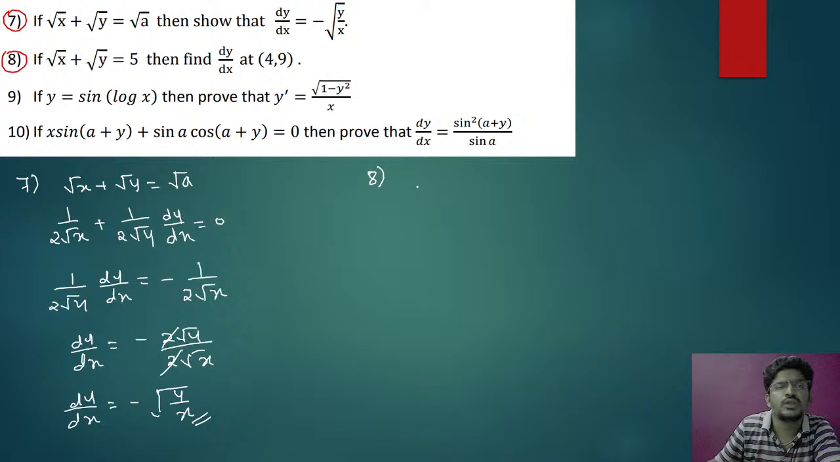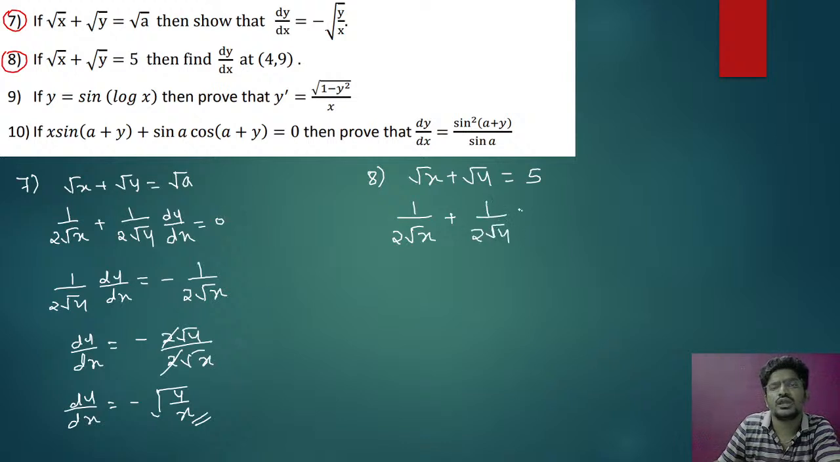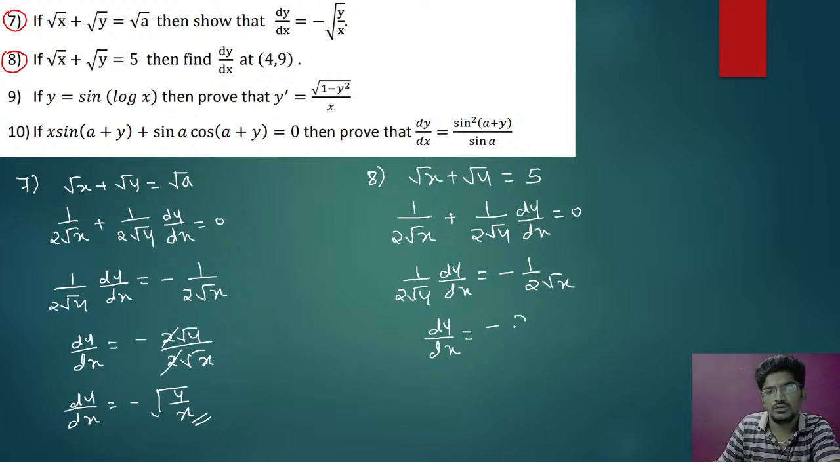So see the 8th problem, that is root x plus root y equal to 5. That will be 1 by 2 root x plus 1 by 2 root y dy by dx will be equal to 0. So therefore 1 by 2 root y dy by dx will be equal to minus 1 by 2 root x. So therefore dy by dx will be equal to minus of 2 root y divided by 2 root x.